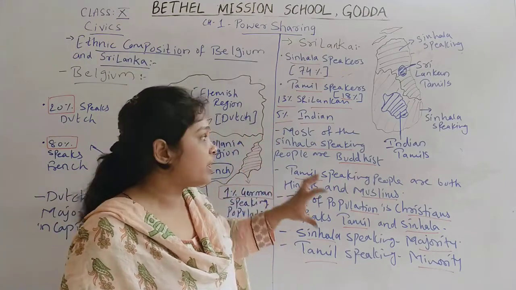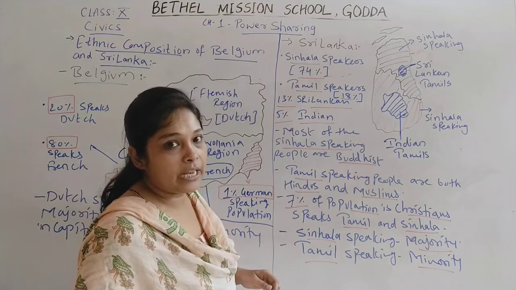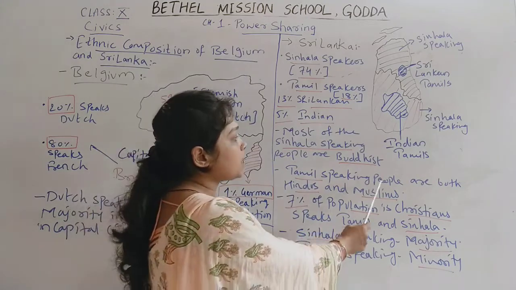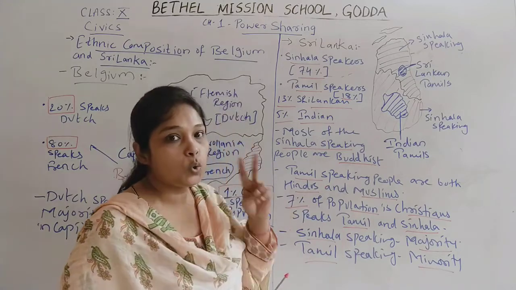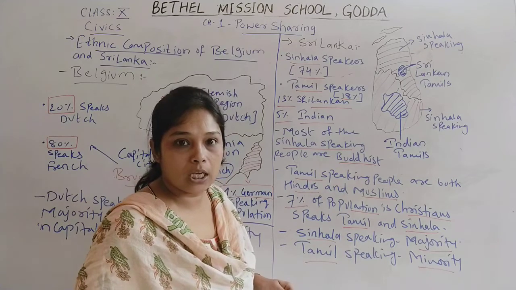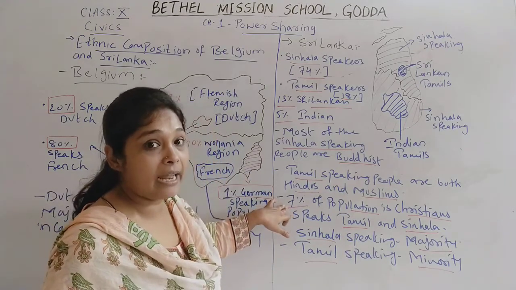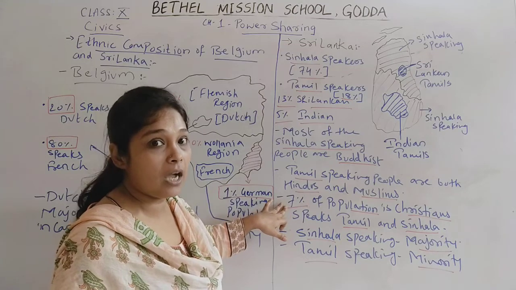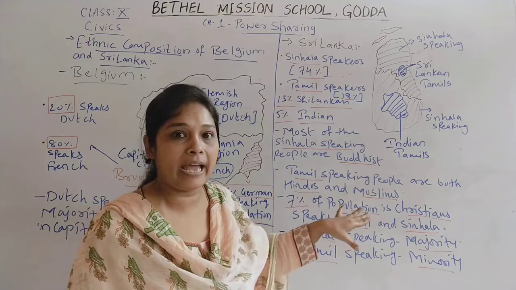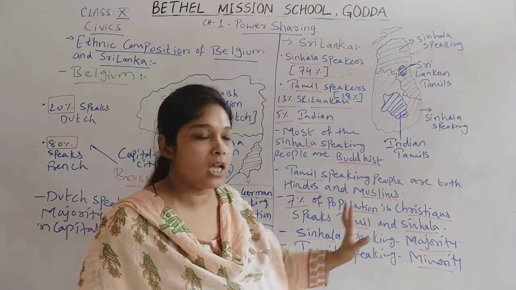And when we talk about religion, most of the Sinhala speaking population are Buddhist. And the Tamil speaking population follow two religions, Hinduism and Islam. Then 7% of the population in Sri Lanka are Christians, and they speak both languages, Tamil and Sinhala. So they are divided between both Tamil and Sinhala.